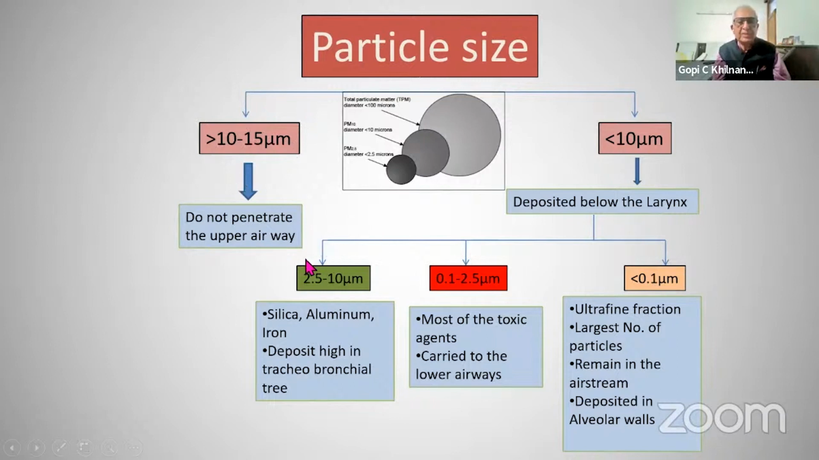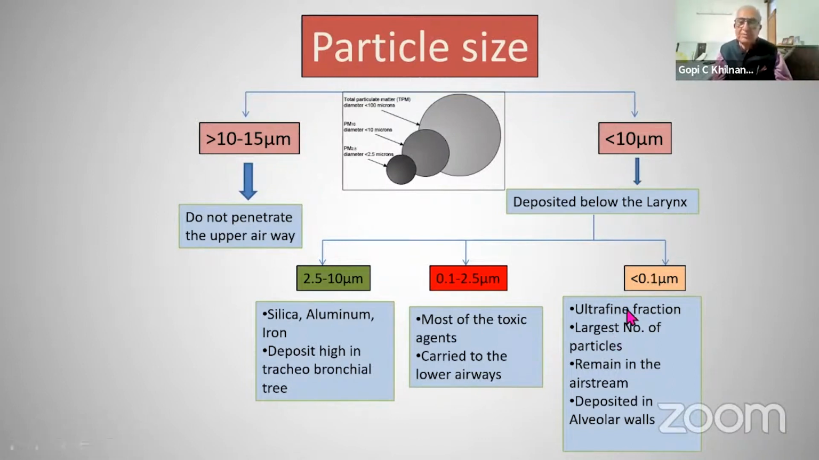So therefore, what is interesting is PM particles which are less than 10 micron, that is called PM10. These are silica, aluminum, iron deposits in the tracheobronchial tree. They don't reach the lower part of the respiratory tract. What is important is PM2.5. These are the most toxic agents. They reach the lowest part of the airways and get deposited there. And that is why today the PM2.5 is considered the most important.